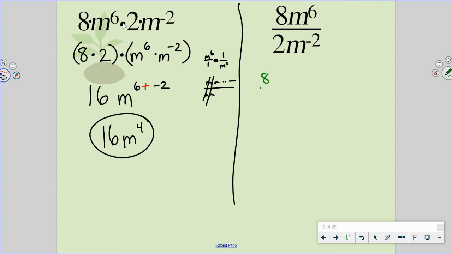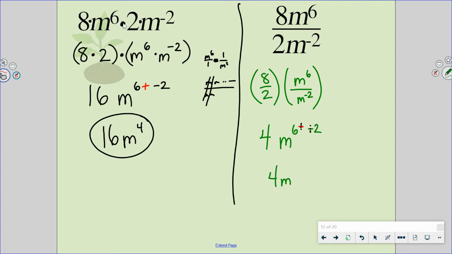Let's go ahead and reorder so that we can divide the coefficients and divide the variables. Of course, 8 divided by 2 is 4. Remember, when you're dividing two variables, two terms with the same base, you can simply subtract. And of course, Mr. Cowan will change his subtract to add the opposite, which leaves us with 4m to the 8th power.